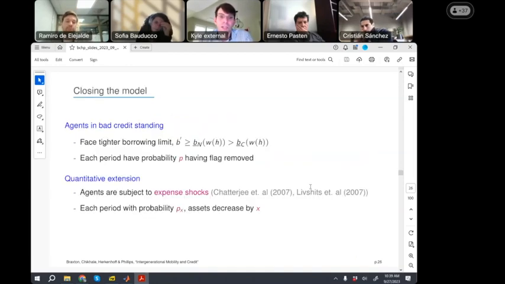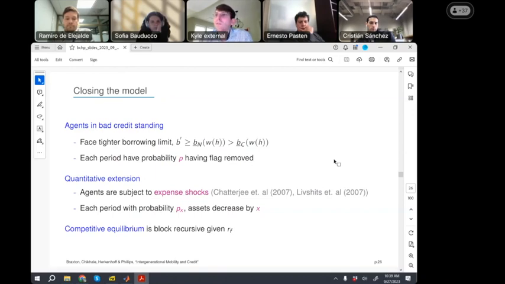So agents in bad standing have a tighter credit limit and they have their flags removed exogenously. I already told you about these expense shocks. I showed you Bellmans without the expense shocks just to not junk up the notation, but with probability PX, your assets decline by a value X in the morning. So this generates non-income loss default decisions, bankruptcy driven by non-income factors.